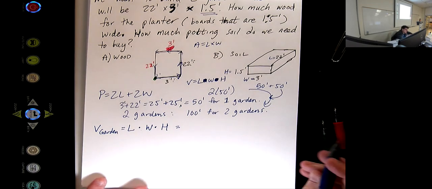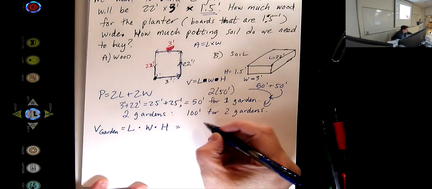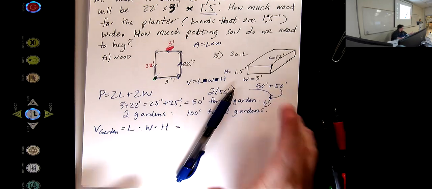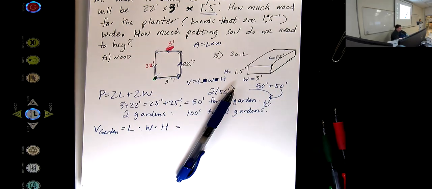3 feet is not as big as you guys think. Look at this. That is 3 feet. This is 3 feet, right here. 36 inches.